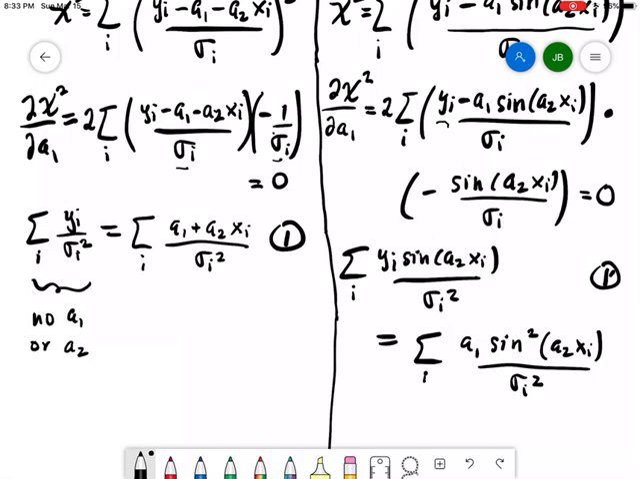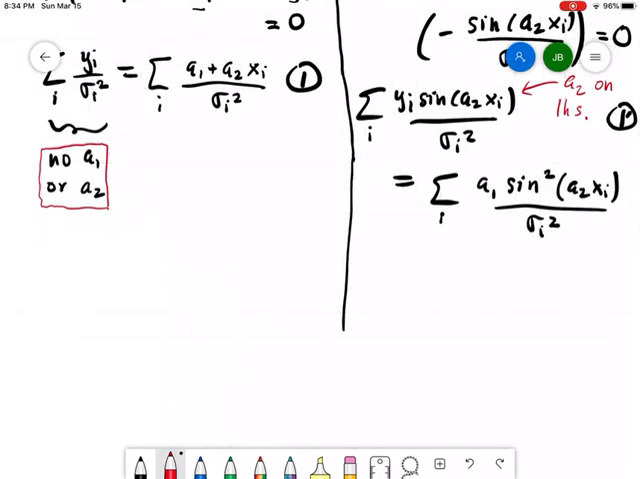But let's just point out that whereas over here we had no a's on the left-hand side, we have an a2 on the left-hand side. So that's one of the differences. One of our fit parameters is on the left-hand side of the equation. Okay. Anyways, we forge on, and what we're going to have to do is the same thing for a2. And so let's go back to the linear fit.